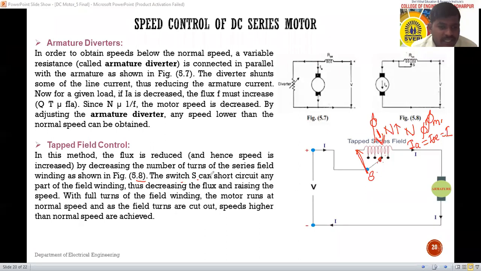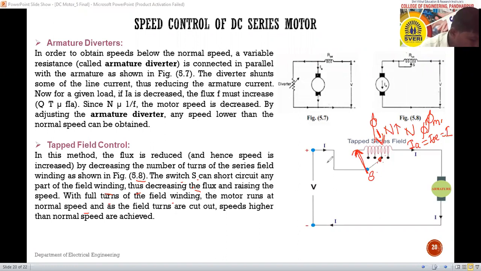Now see, the switch can short circuit any part of the field winding, thus decreasing the flux and raising the speed. With full turns of the field winding, the motor runs at a normal speed. If we connect the total turns of that winding, then the motor will run at a normal speed.